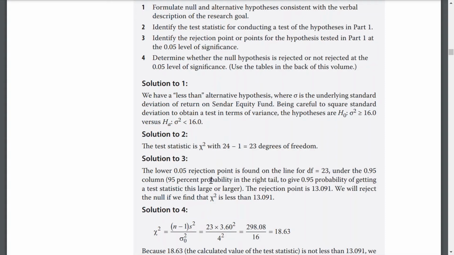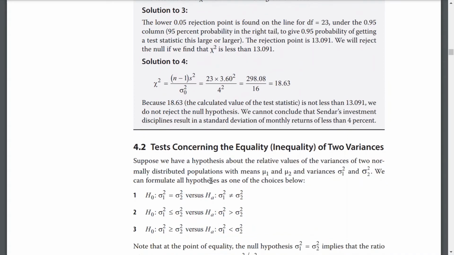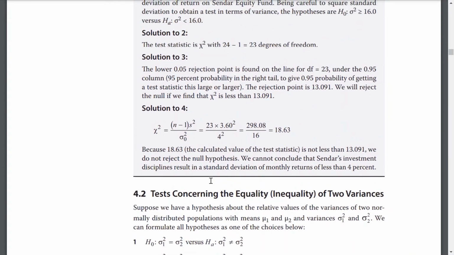Solution to 3, the lower 0.05 rejection point is found on the line of df equals 23 under the 0.95 column. That is 95% probability in the right tail, to give 0.95 probability of getting a test statistic that is larger. The rejection point is 13.091. We will reject the null if we find that x squared is less than 13.091.